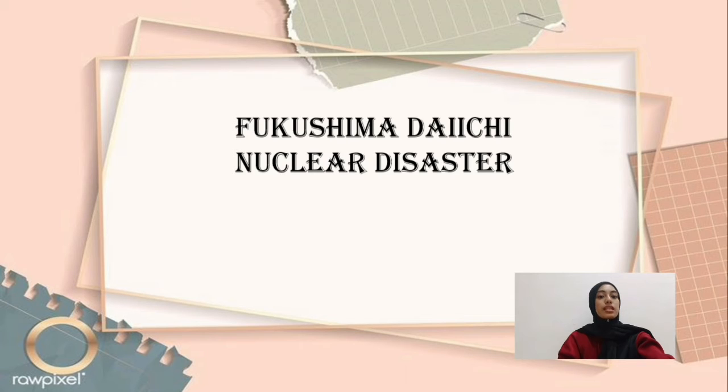Other medical sources are pending for long-term effects due to the radiation exposure, and 16 people had physical injuries due to hydrogen explosions. 2 workers were taken to hospital with possible radiation burns.